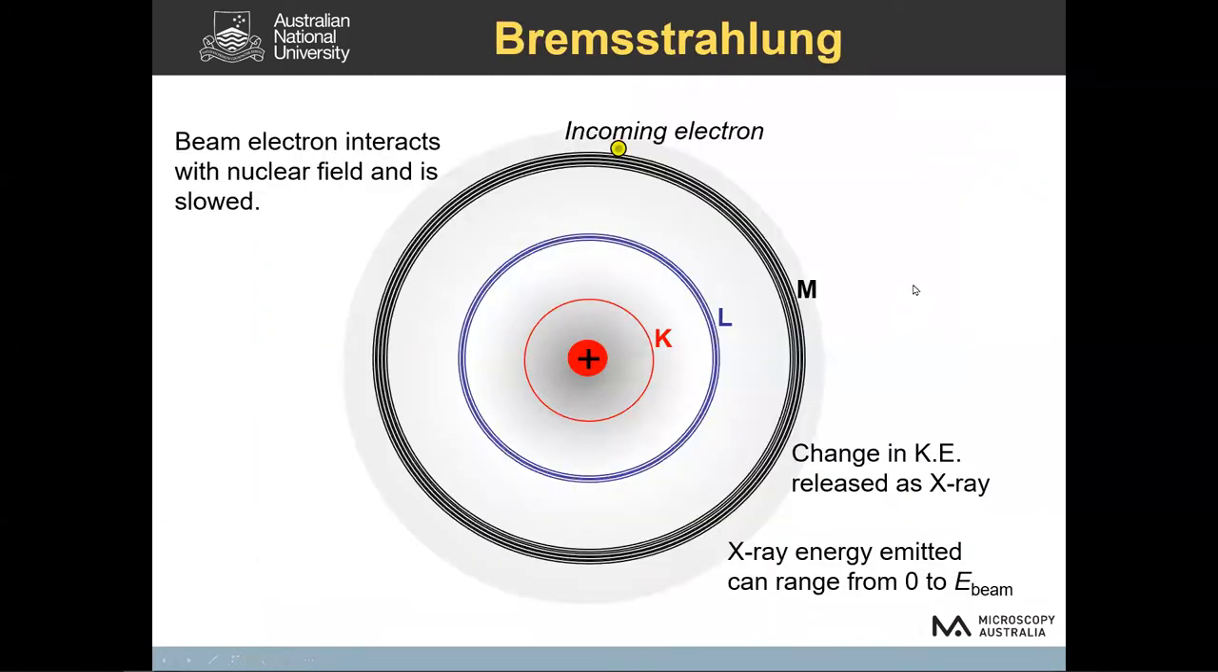So that is the generation of characteristic X-rays. The other X-rays you can generate are due to interactions with the nucleus. This time the incoming electron is interacting with the nucleus. It's slowed down by proximity to the nuclear field, so it loses kinetic energy, and that change in kinetic energy has to be accounted for in some way, and that is released as an X-ray. The energy of this particular X-ray can range from zero up to the beam energy, depending on how much the electron is slowed down in that interaction.